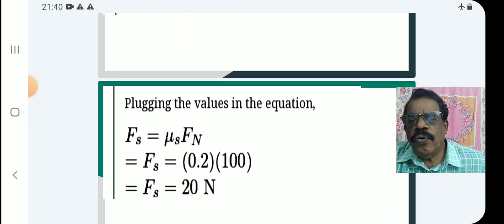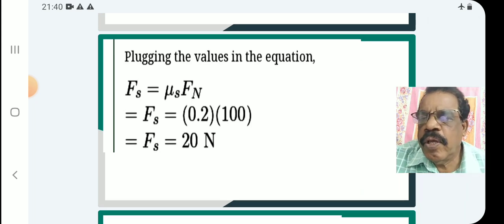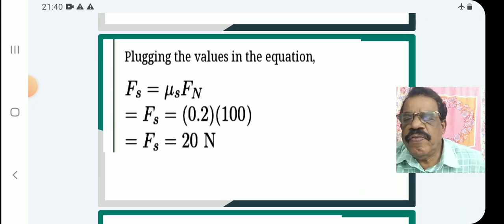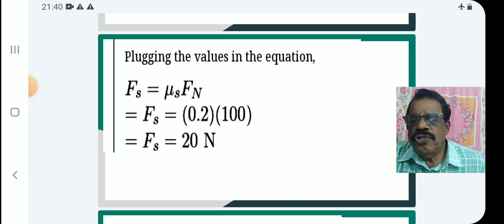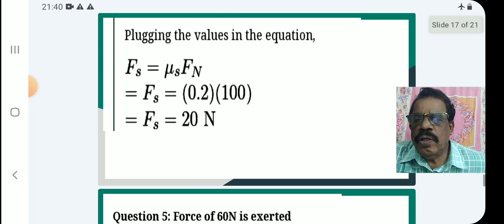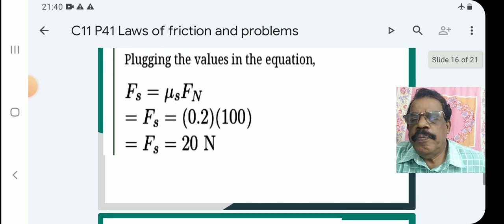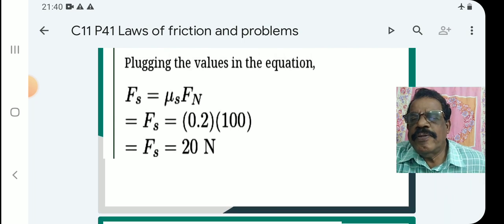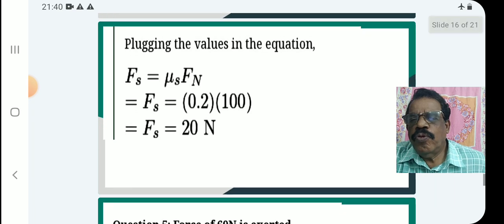Plugging the values into the equation, we get Fs. Plugging means putting the values. Fs is equal to mu into Fn or mu into N, capital N. That is Fs is equal to 0.2 into 100. The answer is 20 Newton. Here that N is Newton. To remove confusion, we write sometimes normal reaction as Fn. Normal reaction can also be written as N.